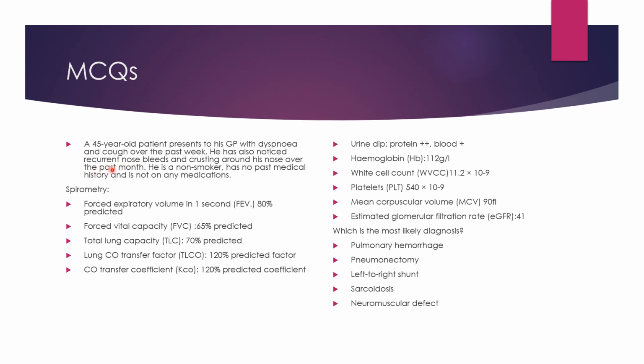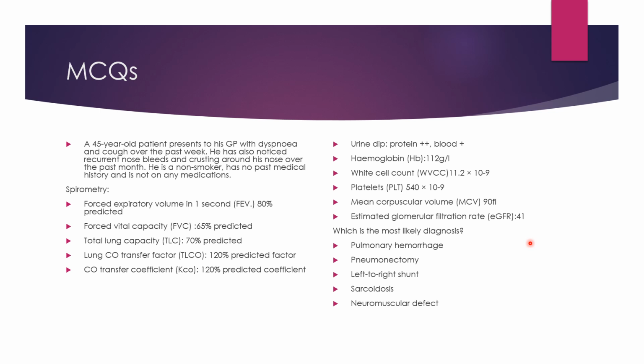But looking at the recurrent nosebleeds, crusting over his nose in the past month, and the raised TLCO and KCO, restrictive lung disease. So which is the most likely diagnosis here? It is pulmonary hemorrhage, because vasculitis usually associated with nosebleeds, such as granulomatosis with polyangiitis, could be the underlying diagnosis, and it is also associated with collapse of the nasal bridge, saddle nose deformity. So the most likely diagnosis here is pulmonary hemorrhage.